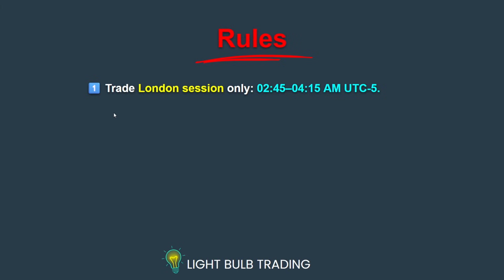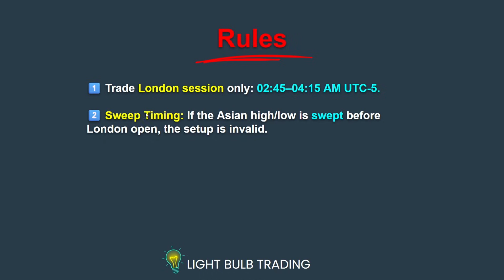So our first rule is we're going to trade the London session only for this system, from 2:45 till 4:15 a.m. UTC-5. Our second rule is based on the high or low timing. So if we see the Asia high or low has been swept before London open, the setup will become invalid and we have to come back the next day. Number 3 is max 2 trades a day.